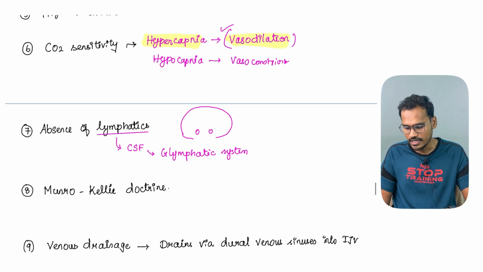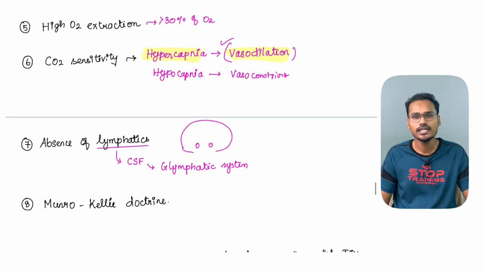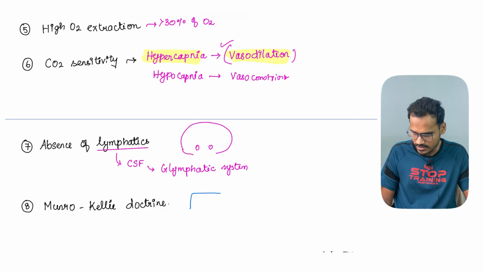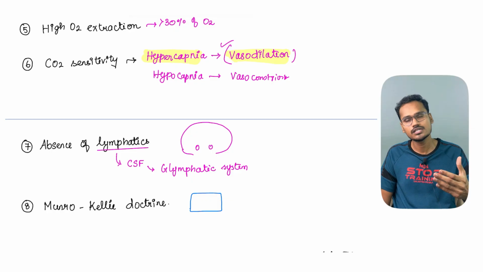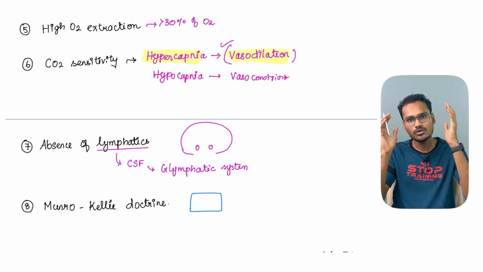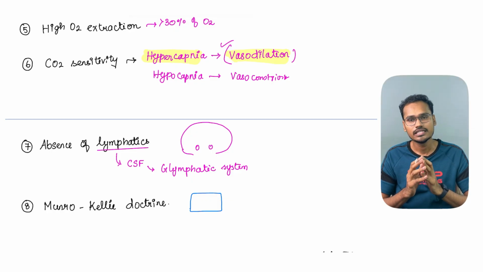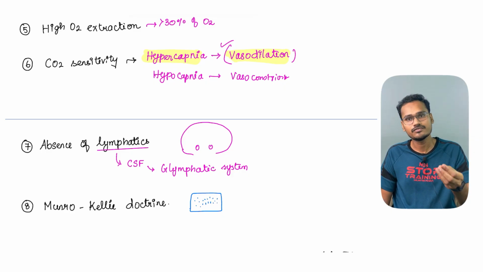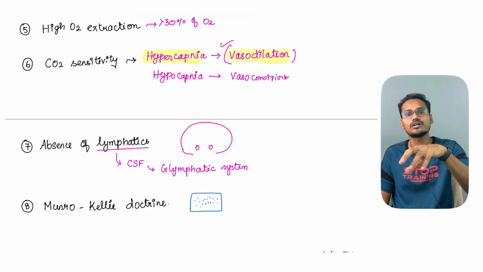Then the Monro-Kellie doctrine. What is this Monro-Kellie doctrine? All of us know that the cranial vault, after a certain age, even after 2 or 3 years of age, is going to have a fixed cavity. The cavity is not going to expand after that. So what is going to happen? There are some elements present in this cavity and the space is already fixed. So when one thing increases, it is going to compress the other.